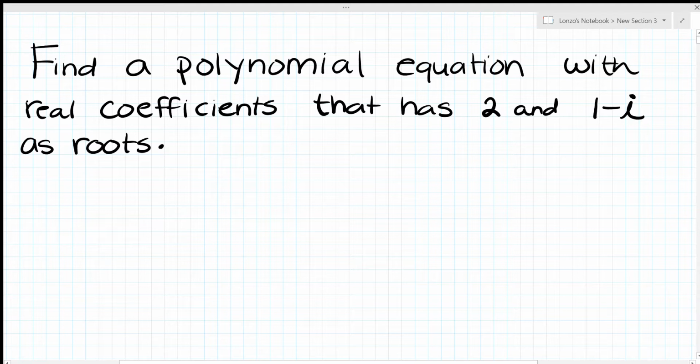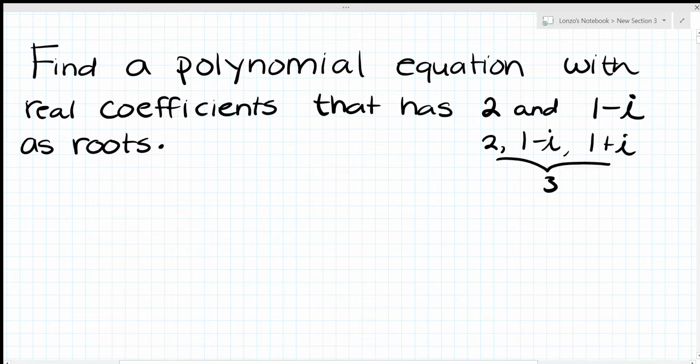What we're going to do is use the conjugate pair theorem. So in reality, you actually have 3 roots. You have 2, the 1 minus i, and then, according to the conjugate pair theorem, you're going to have another root. But what is the conjugate of 1 minus i? 1 plus i, right? So in total, you have 3 roots.